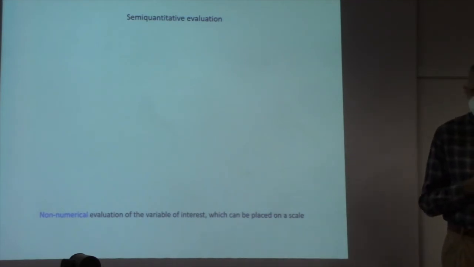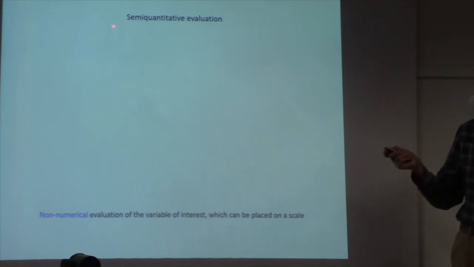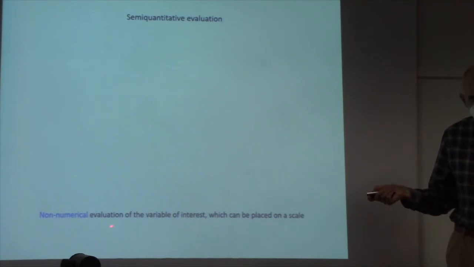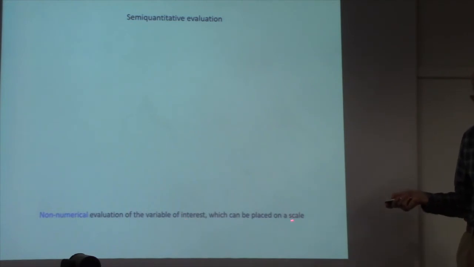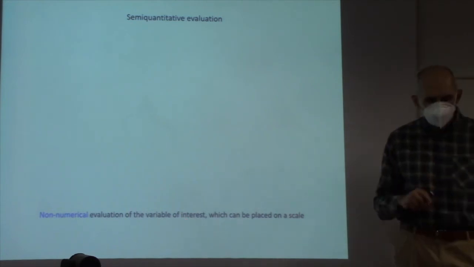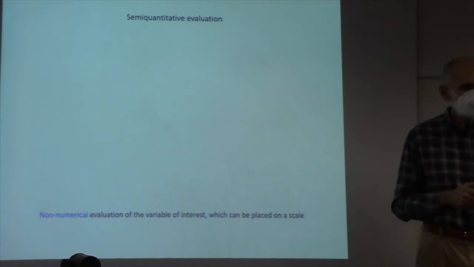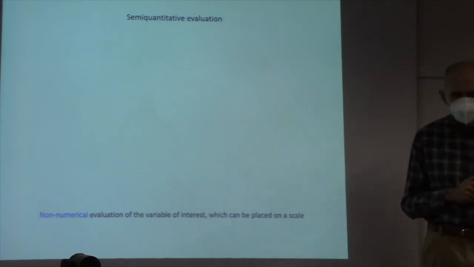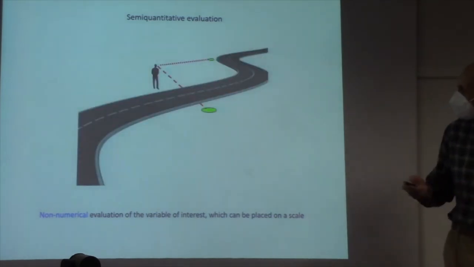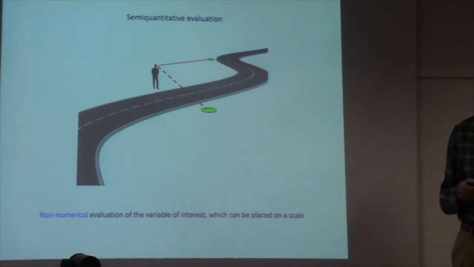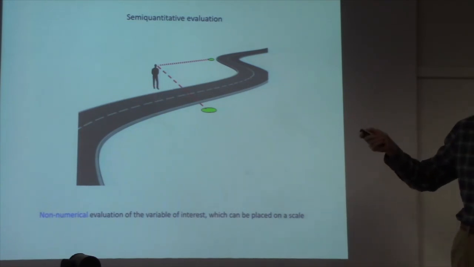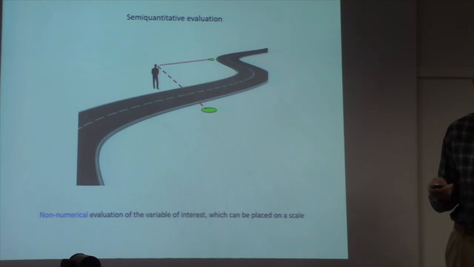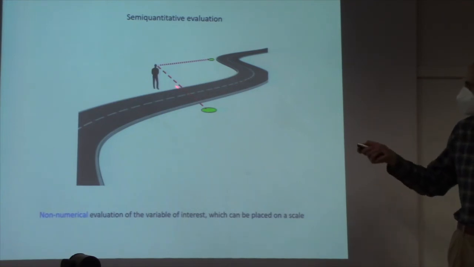How do we define it? We say that a semi-quantitative evaluation is a non-numerical evaluation of the variable of interest, which can be placed on a scale. Now, those are obscure. I'll make an example which I think will make you understand. This guy here is estimating, is evaluating the distances of 2 points from himself.